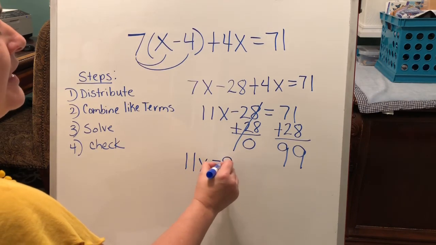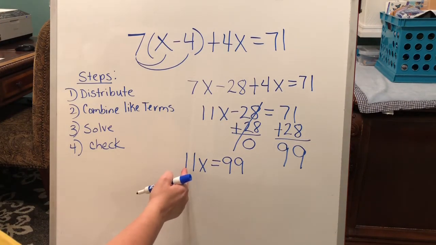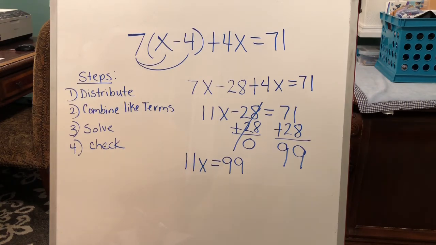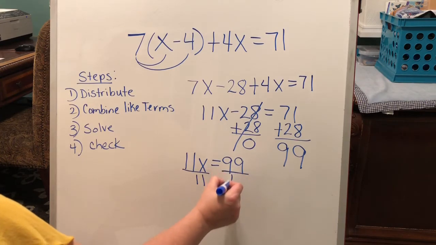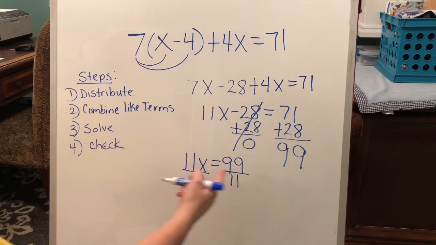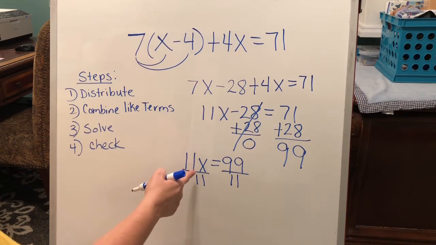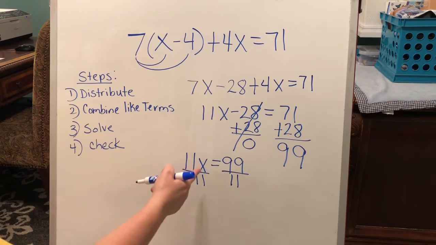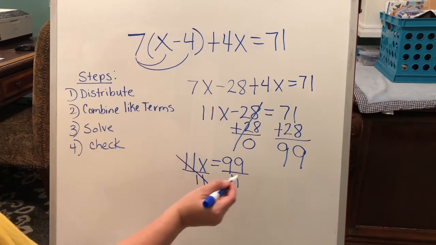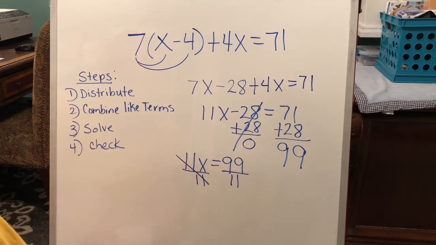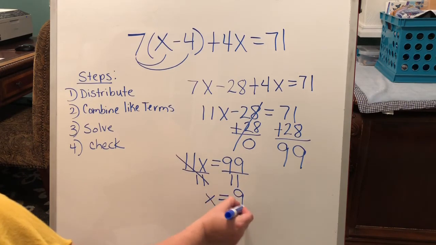11x equals 99. From this point, we need to get rid of the times by 11. So we're going to use the opposite operation, which is divided by 11. And whatever we do to one side, we have to do the other. Now the reason we use division to get rid of a multiplication is because 11 divided by 11 makes 1, and anything times 1 is the number itself. So these will cancel, and 99 divided by 11 is 9. So rewriting that, x is equal to 9.